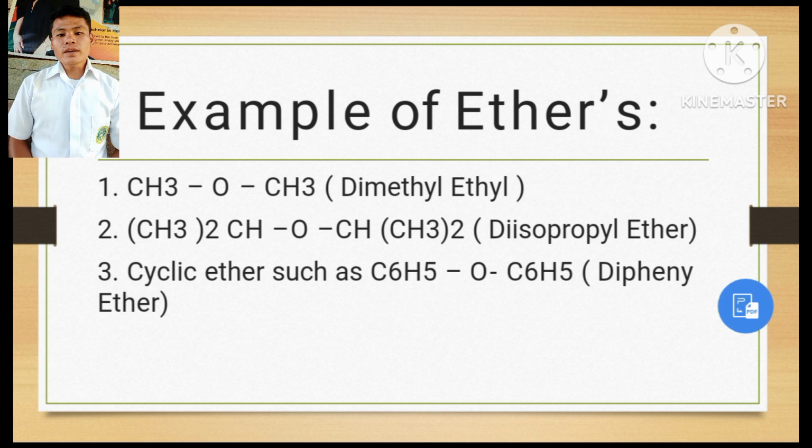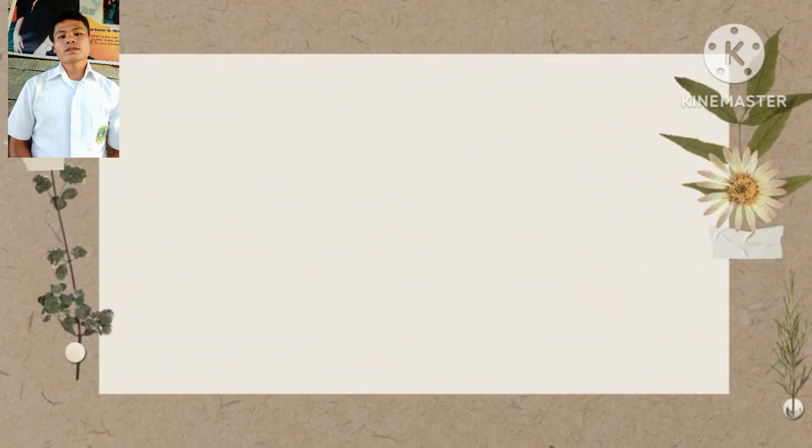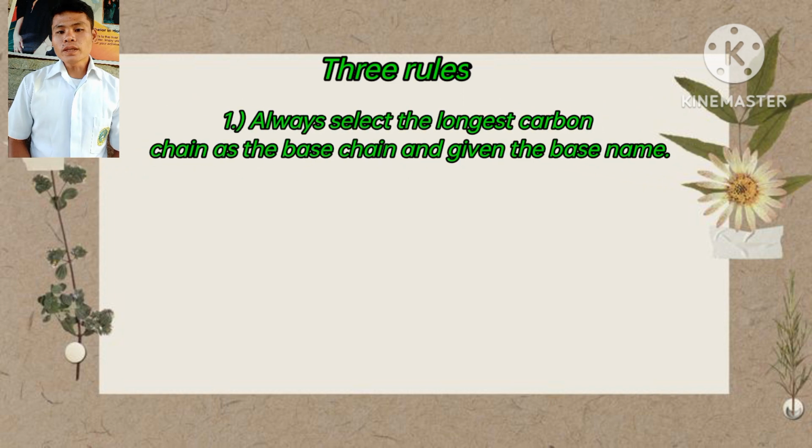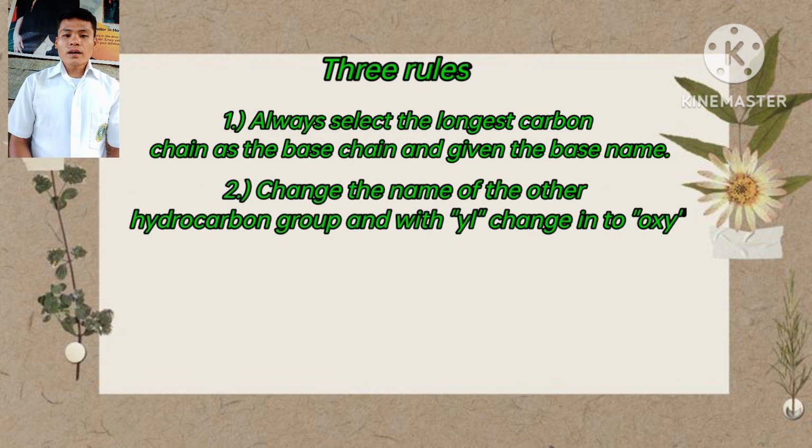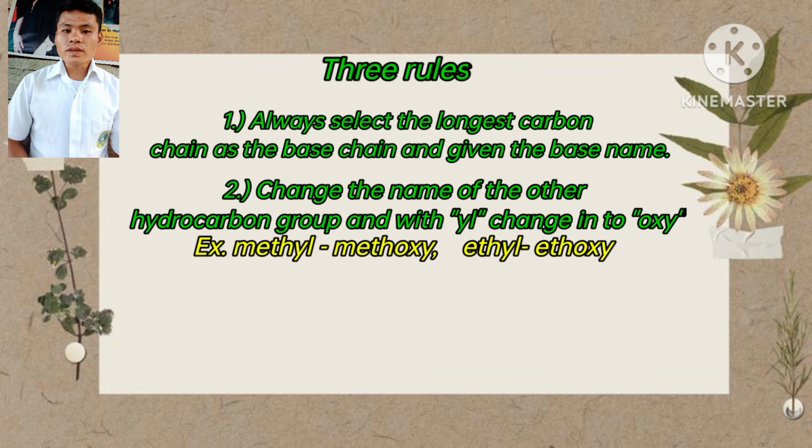In naming the ether, there are 3 rules. Rule number 1, always select the longest carbon chain as the base chain and give the base name. Number 2, change the name of the other hydrocarbon group that ends with yl to oxy. For example, methyl becomes methoxy and ethyl becomes an ethoxy group.